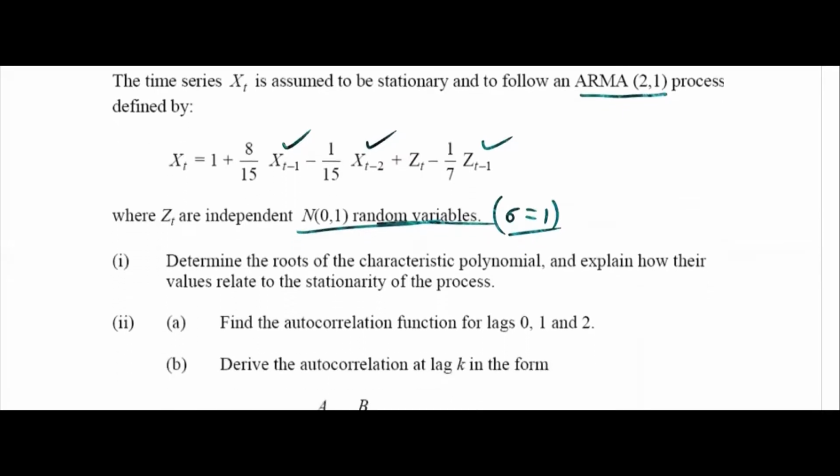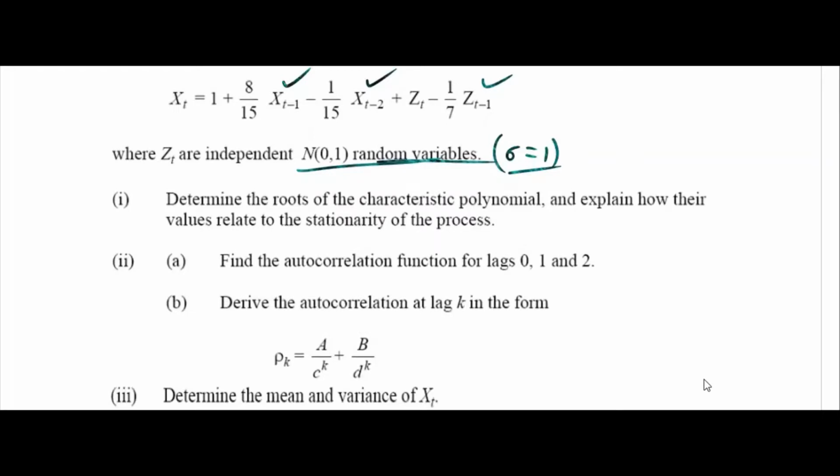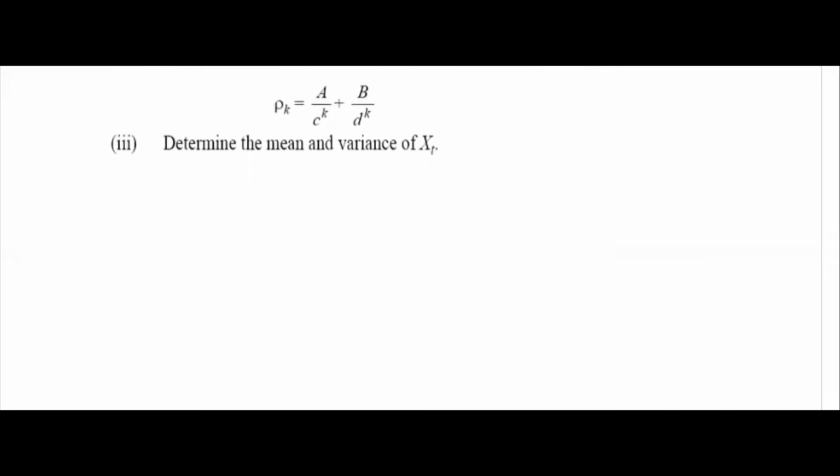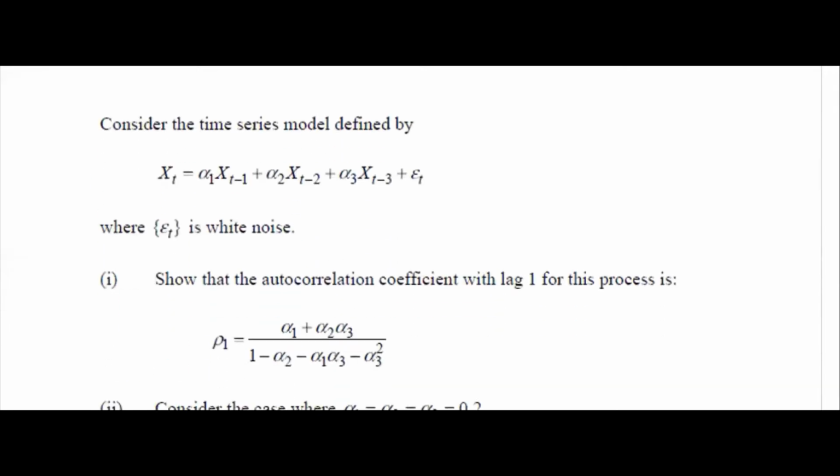Now what you need to do here: determine the roots of the characteristic polynomial, and explain how their values relate to the stationarity of the process. All those you can do. Find the autocorrelation function for lags 0, 1, 2. Derive the autocorrelation at lag k in this form. The same thing, rho k will be equal to this one. Determine the mean value of X_t. So no new question. When you see a lot of questions, you will get everything. You will not find a new one.